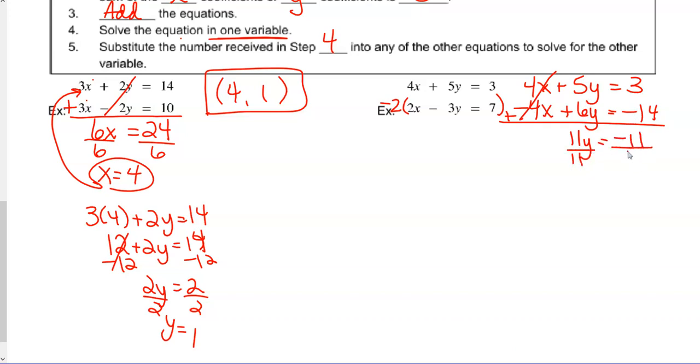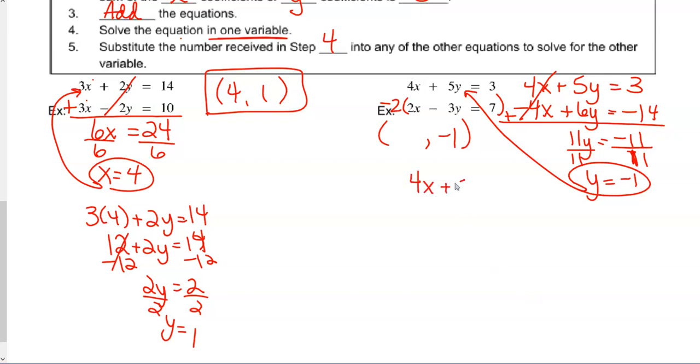Divide by the number next to the letter. It's supposed to be an 11. And we get y equaling, this gives me a negative 1. Therefore, part of my answer is negative 1 on the y value. Okay, but now I have 1, 2, 3 different equations that I can use to solve for x. Doesn't matter which one that you choose. I'm just going to choose, say, this original up here and plug that y value in. So I get 4x plus 5 times a negative 1 equals 3.